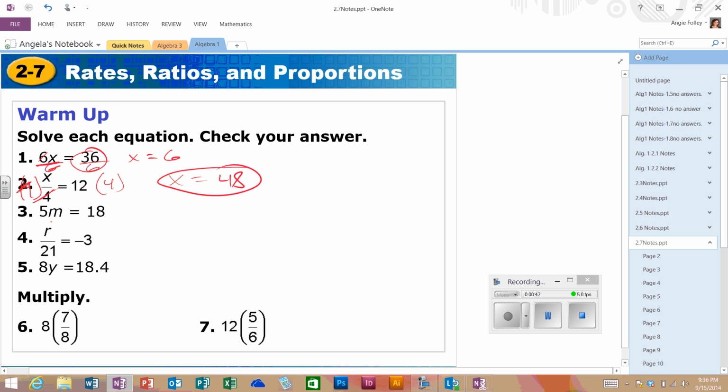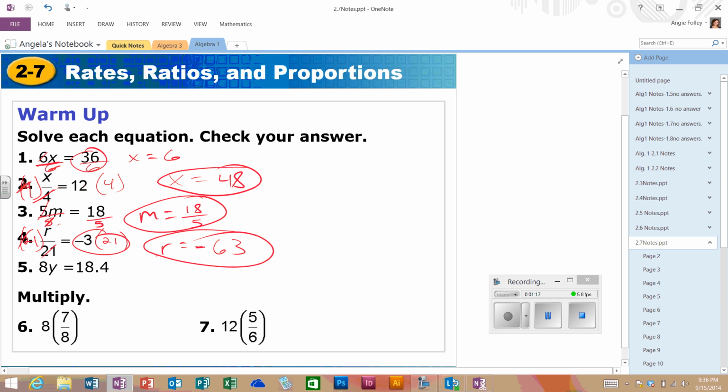Okay. 5 times m equals 18. So inverse is to divide. Since it's multiplied, we divide. Since 5 doesn't go into 18 evenly, just leave it as 18 over 5. R divided by 21. So that means multiply by 21. So R comes out to negative 63.